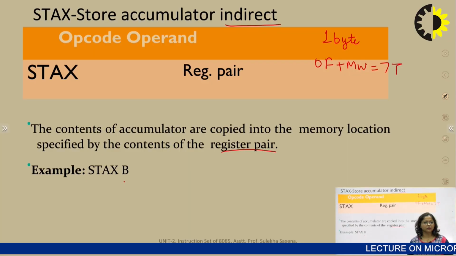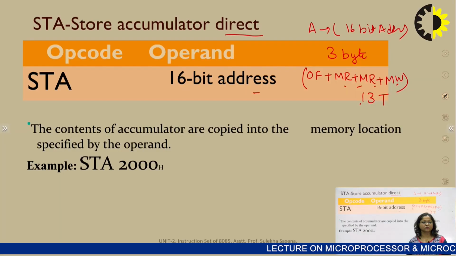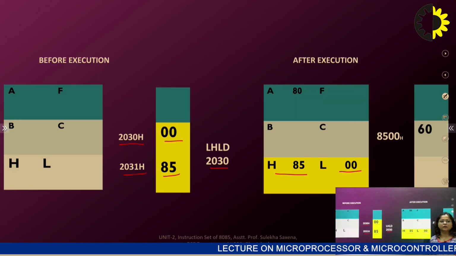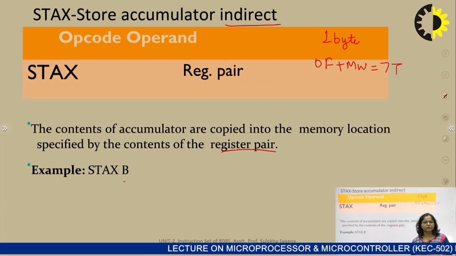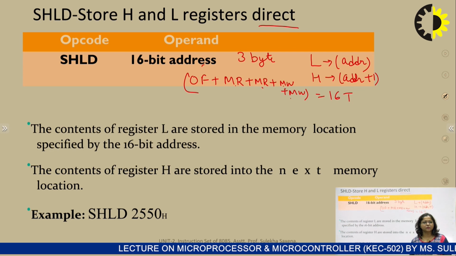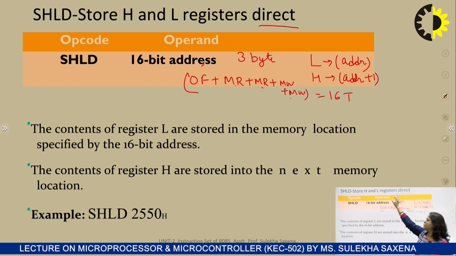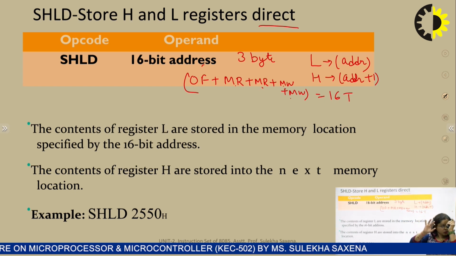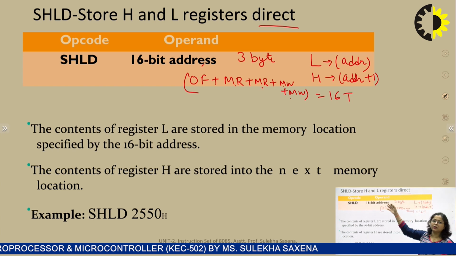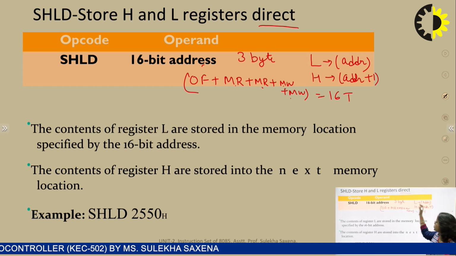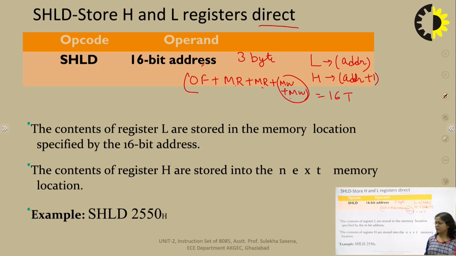Similar to LHLD, the difference is that LHLD simply copies the value of address and address plus 1 to HL, and this is the opposite case, that is, it copies the value of HL to address and address plus 1 location. So, 2 memory writes, whereas in case of LHLD there are 2 memory reads.